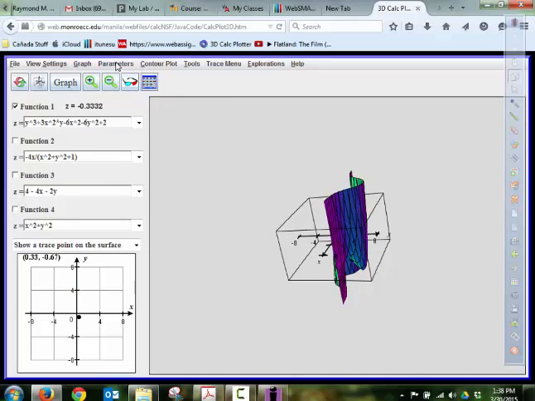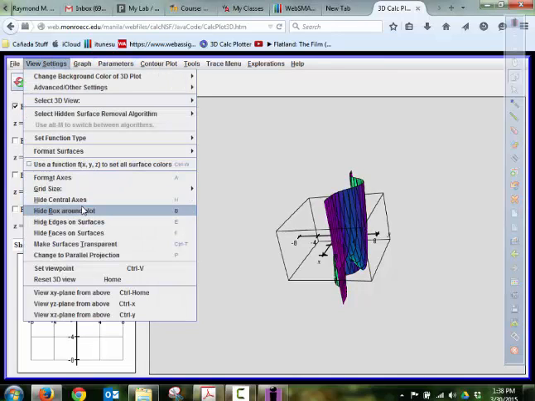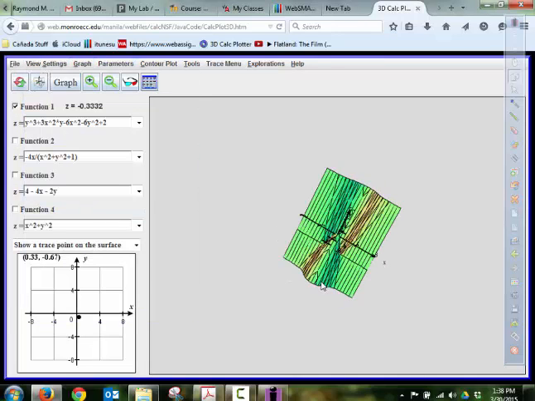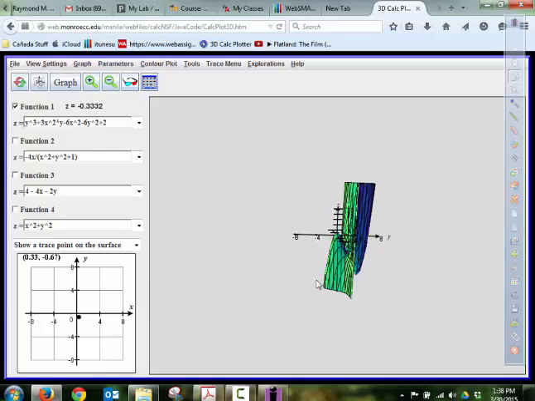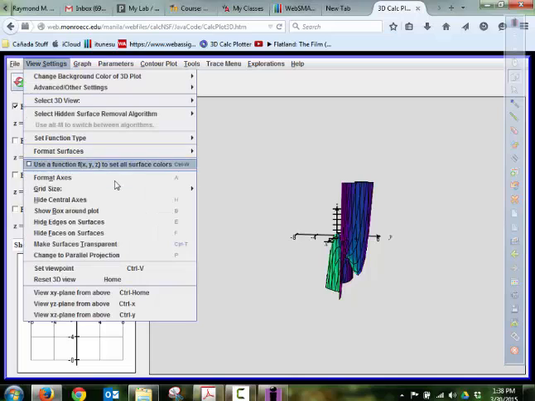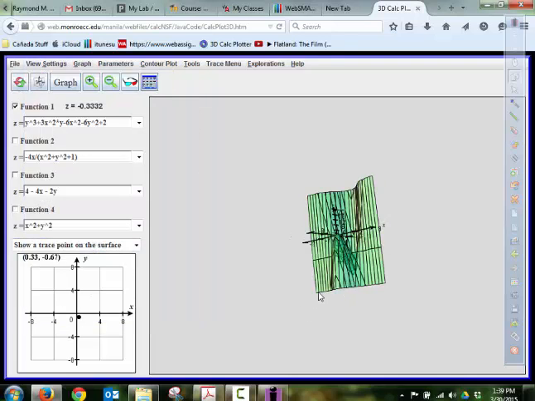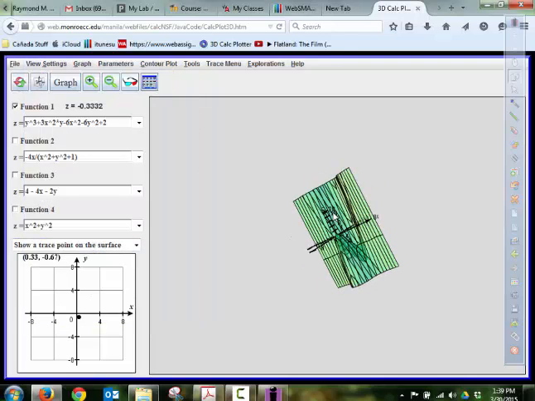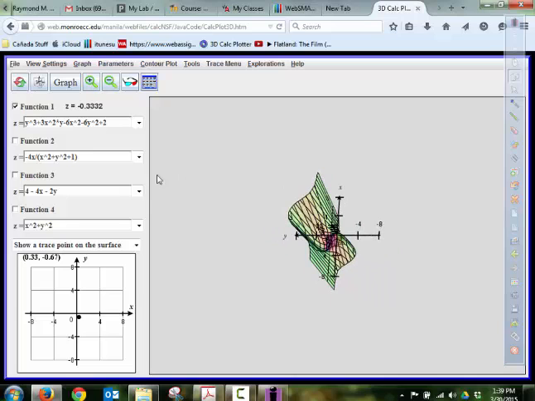Still hard to see, but if you clear some of this stuff out, like maybe get rid of the box around the plot, you might be able to see it a little bit better. Remember how to make it transparent? I forgot. Here? Oh, yeah, here. Make surface transparent. I don't know if that helps. What would help is if we just found a contour plot.